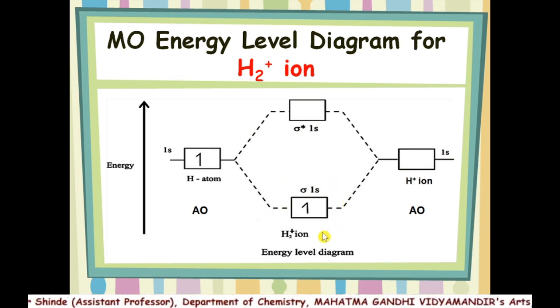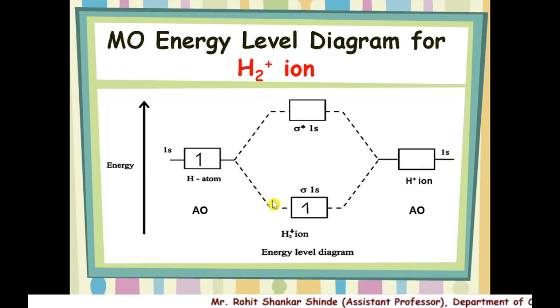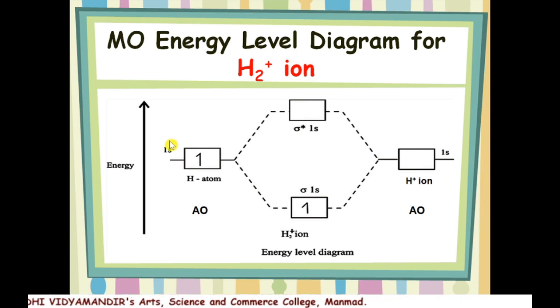Since the bonding molecular orbital is lower in energy, the electron occupies the bonding molecular orbital as shown here. The filling of electrons in the molecular orbitals is done by following Aufbau's principle and Hund's rule of maximum spin multiplicity. The hydrogen atom's electronic configuration we can write as 1s1. For carbon, the electronic configuration can be written as 1s2, 2s2, 2p2.